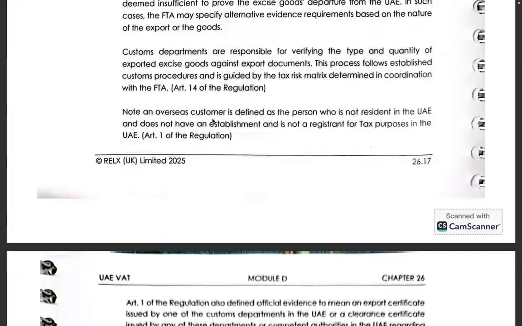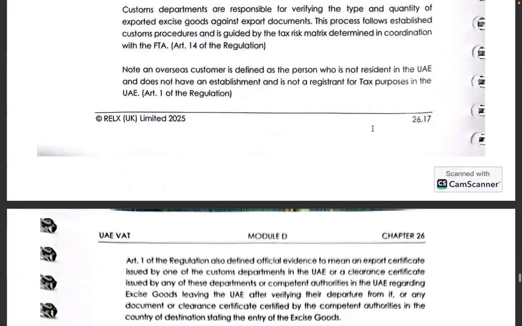Note: an overseas customer is defined as a person who is not a resident in the UAE, does not have an establishment, and is not a registrant for tax purposes in the UAE. So that is the overseas customer: not a resident, not a registrant, not registered for customs duty or VAT, anything. So that's an overseas customer.